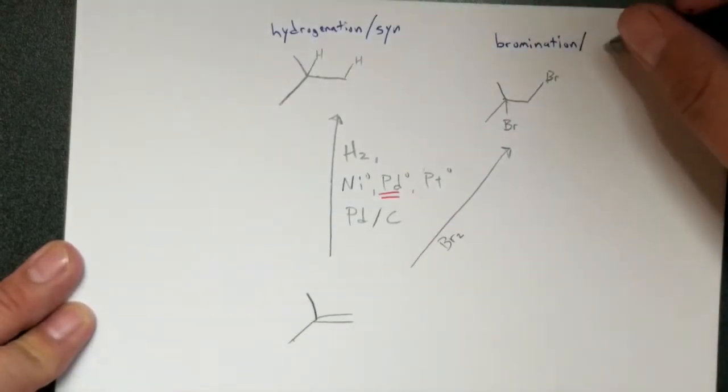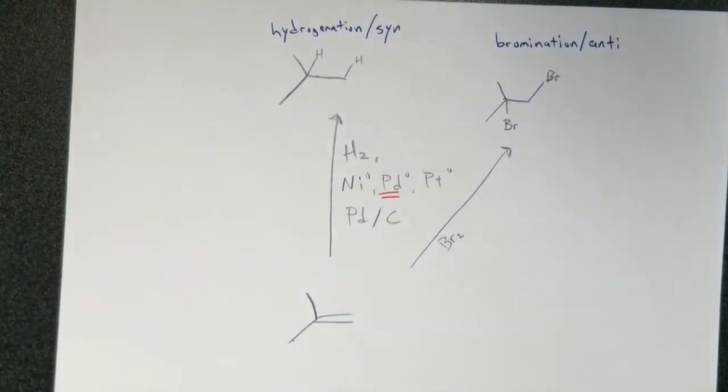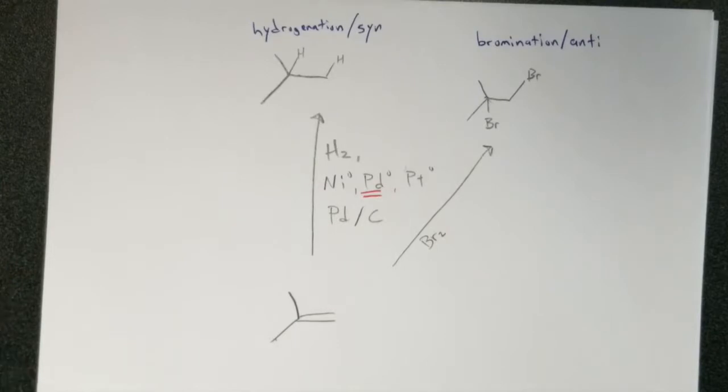The main reason why bromination is more common than chlorination is because of how you actually have this element in the lab. Bromine, Br2, is a liquid at room temperature whereas chlorine is a gas. So it's easier to work with. All right, so bromination is an anti-addition. We're going to come back to that reaction later.